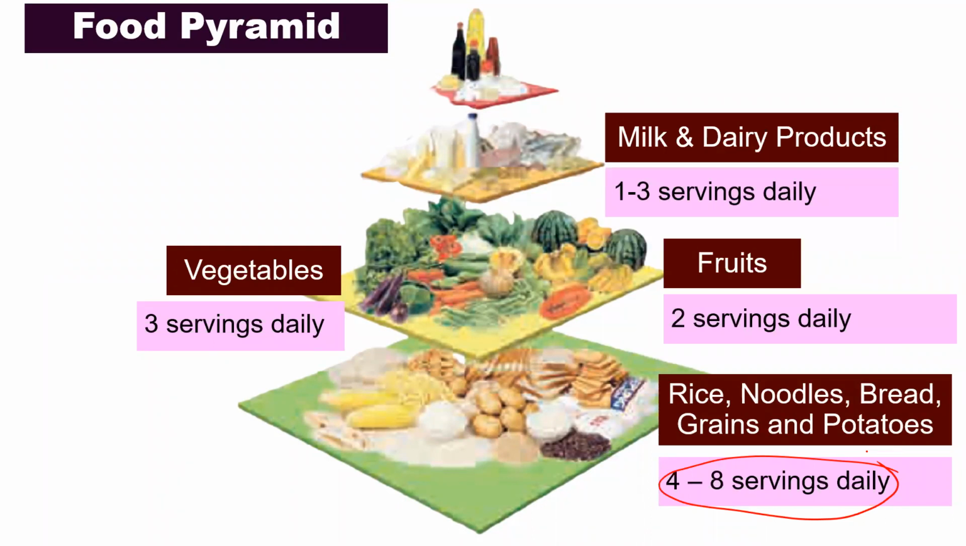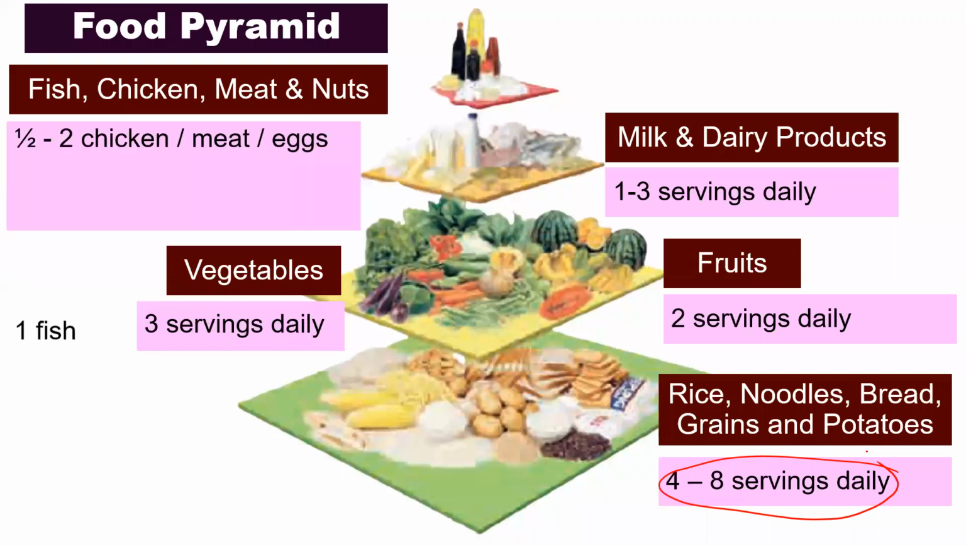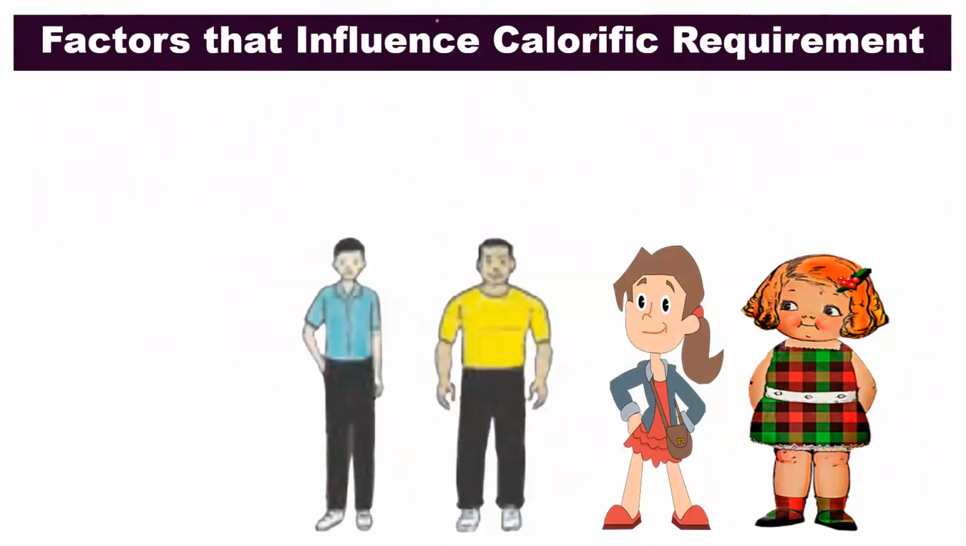Okay, milk and dairy products. Some of you take chocolate as though you're eating rice. You can't do that. Fish, chicken, meat, and nuggets also take accordingly. And this is the ratio of what you need to take. Last but not least, your fat, your oil, the sugar and salt. Very little. You can't take too much at all. If you take too much sugar, you'll get instant diabetes.